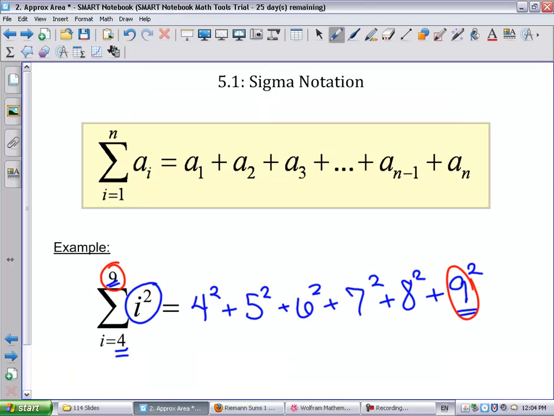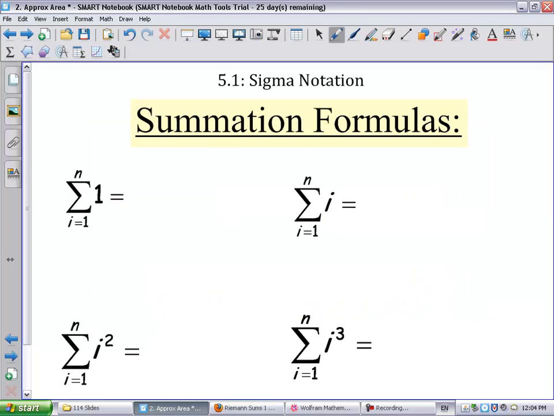Now this is helpful because, at least for certain sigma notations, there's actually a shortcut to finding the answer. So if you're just adding up a single number from 1 up to n, the shortcut is, if you're doing 1 plus 1 plus 1 plus, and there's n of them, well, how many do you have? You just have n. So that's the answer. The shortcut is just to get n.